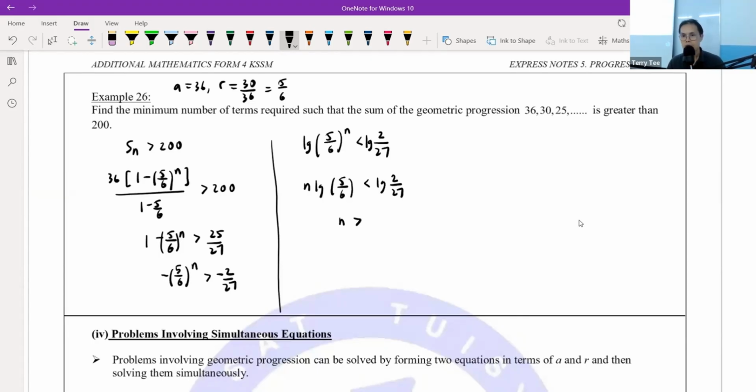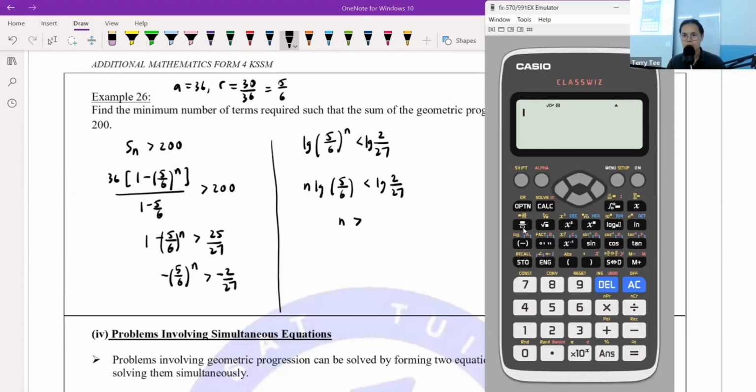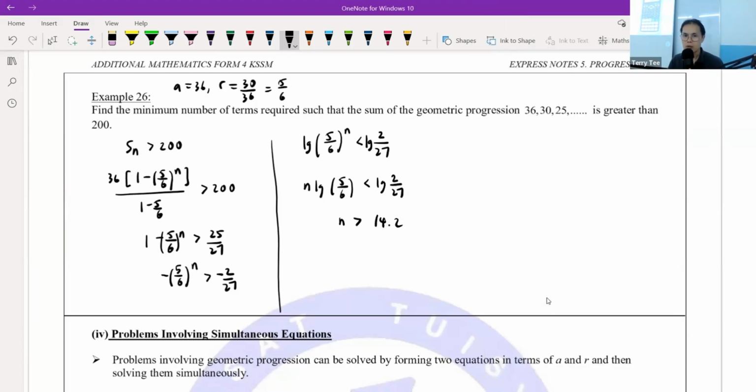So this is log, shift log, 2 over 27. Then you divide by log 5 over 6. Do you know why I changed the symbol? Because log 5 over 6 is a negative number. Log of any number between 0 and 1 is negative. So the symbol you have to change. So it's 14.28. N more than 14.28, we take n equals 15.